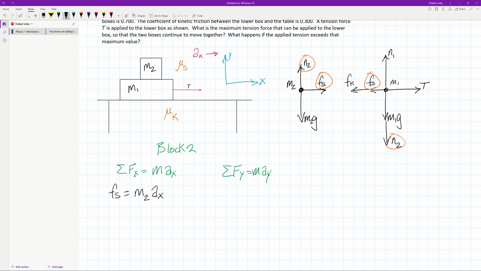The sum of the forces in the y direction then. Well, we have an N2 pointed upward and a minus m2g because the weight is going downward. Again, I'm filling this in by looking at my coordinate system here, right? It's relative to the coordinate system I've defined, my accelerations, my forces, everything.